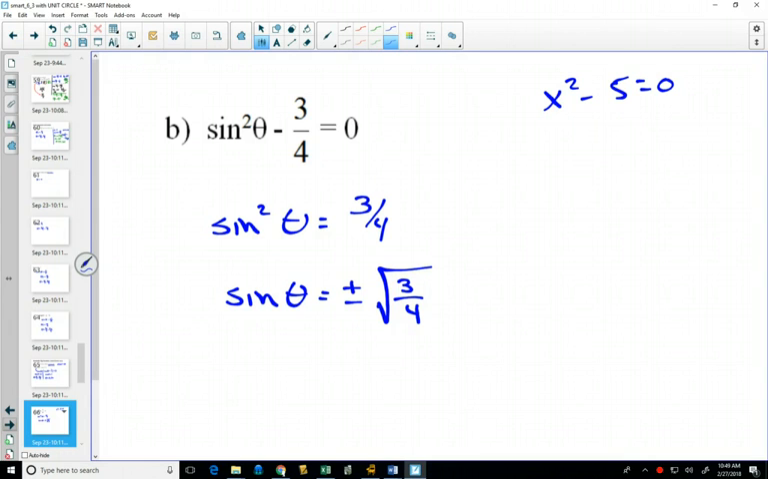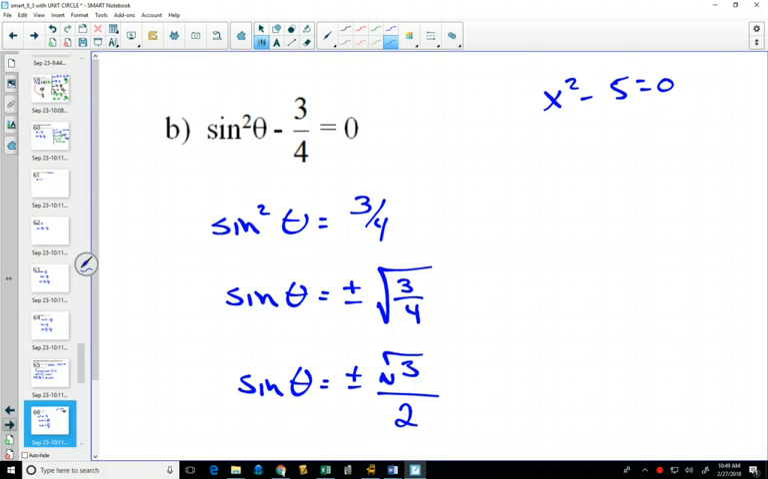And this is where your algebra skills from grades 9 through 11 come into play. Can you simplify this at all? Because this is non-calculator. And right now, I don't recognize the square root of 3 over 4. But the square root of 3 over 4 is the same thing as the square root of 3 over the square root of 4. And the square root of 4 is 2. Now do you recognize that value?